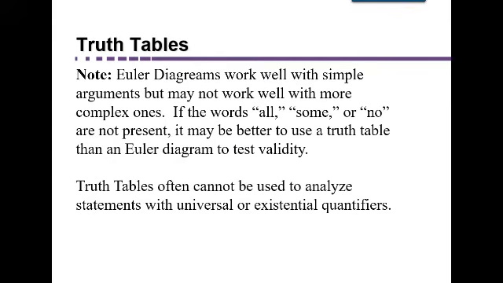Now, Euler diagrams work well with simple arguments, but they don't work well with more complex ones, especially ones with if-then. Those can be challenging. And so if the words all, some, or no are not present, it's actually better to use a truth table. If you have the words all, some, or none, or no, universal or existential quantifiers, then you want to use an Euler diagram.